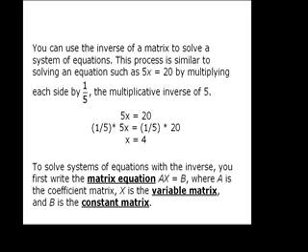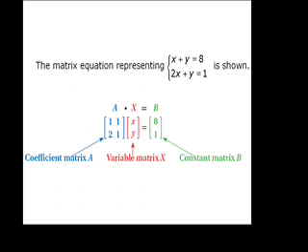So to solve systems of equations with the inverse, you first write the matrix equation, AX equals B, where A is the coefficient matrix, X is the variable matrix, and B is the constant matrix. So let's look at what this would actually look like. So here's a matrix equation, x plus y equals 8 and 2x plus y equals 1.